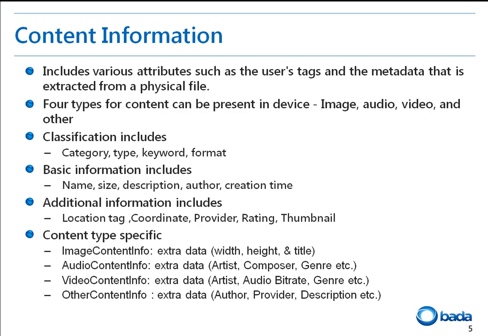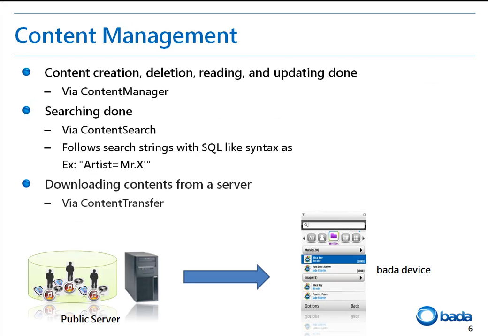Each media type has some specific attribute. For example, image media files have the width, height, and title of the image in the content info item. Audio files have the artist, composer, genre, etc. Video files have the artist, audio bitrate, video bitrate, genre, etc. fields. As discussed earlier, creating, deleting, reading, and updating content can be done using the Content Manager class.